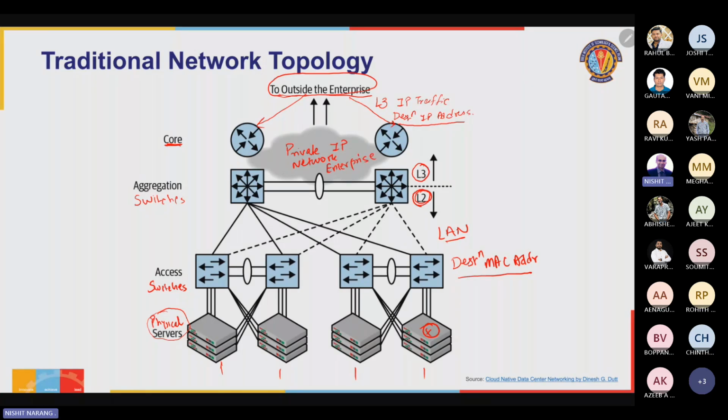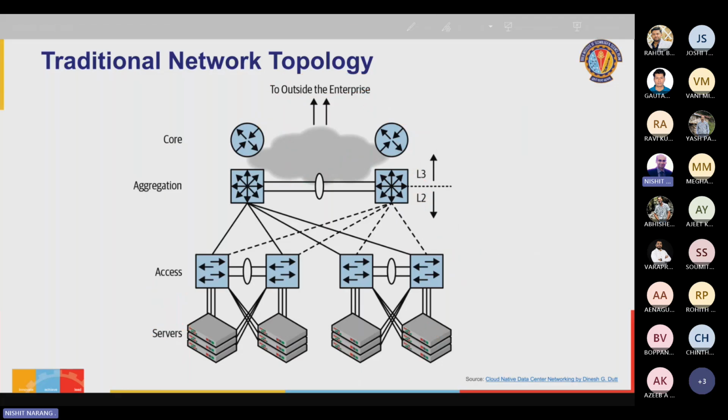Okay. So this is a layer 3 network. It's an IP network. So this is where the aggregation switches and the core switches are exchanging IP packets, which have to be sent outside the enterprise towards the internet. And that is why this 3-tier architecture gets its name. The access aggregation core topology comes from the 3 tiers of the network topology.